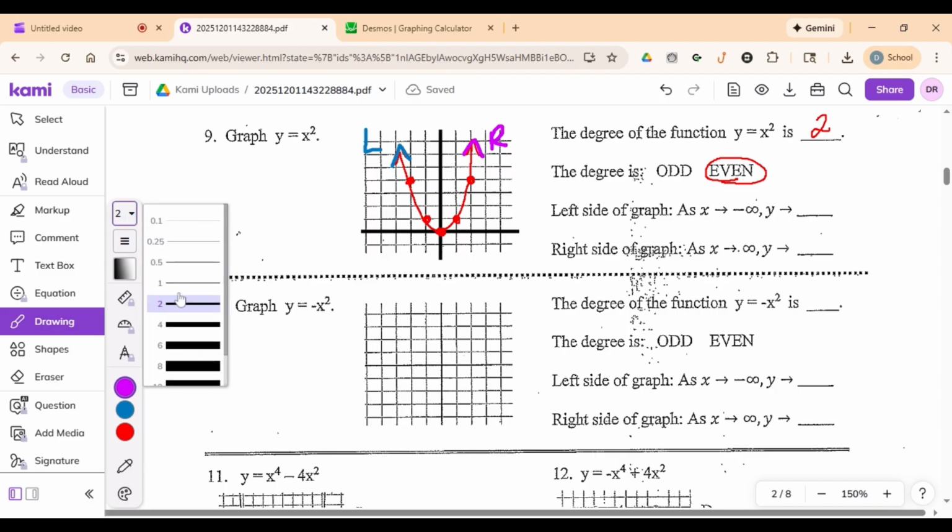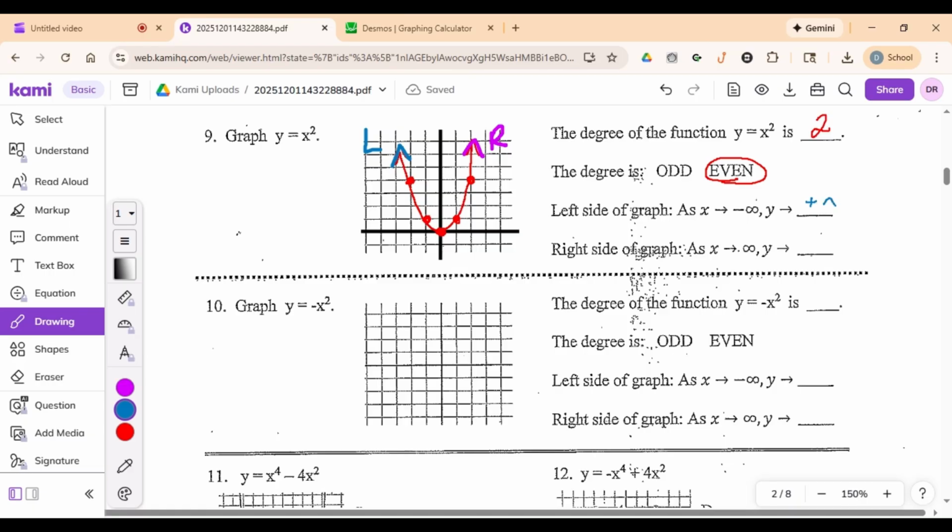And we can look. The left side's pointing up. But if you look over to the other side, the right side is also pointing up. That's different than what we saw on the front page. Both sides are pointing up. So if the left side's pointing up, we're going to put positive infinity for up. And if the right side's doing the same thing, we'll put the exact same value. So the right side is also going to positive infinity because it's pointing up.